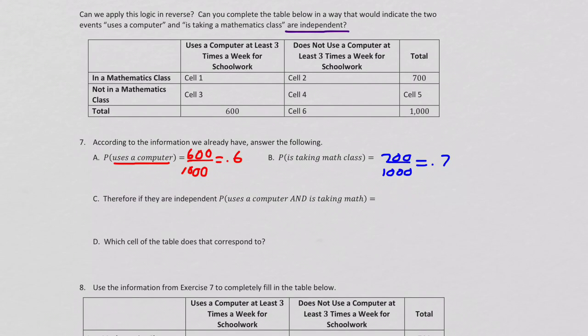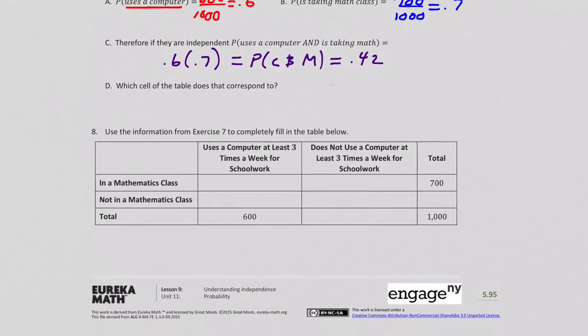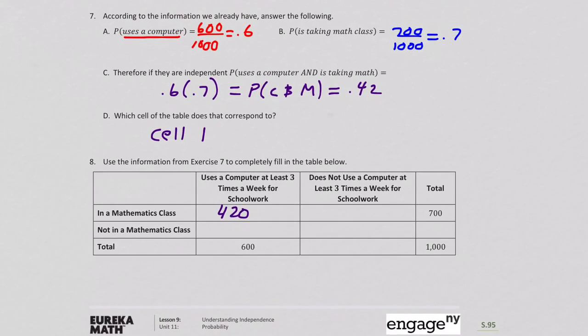The fact that using a computer and taking a math class are independent means 0.6 times 0.7 needs to equal the probability of a computer and taking math. And because of that, the probability of having a computer and taking math would be 0.42, which means we can start to fill out our table. And this one's going to be now 420, which was cell 1. And the rest of the items can go in accordingly.